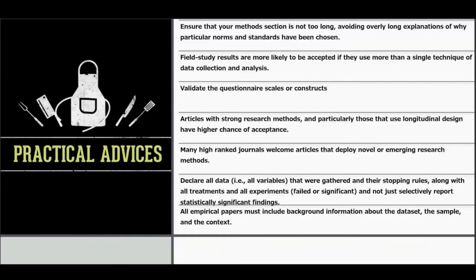Why, for example, you collected the data for 3 months, not for 6 months, and why you only collected, for example, 120 samples, why you only collected 150 surveys. These all need to be explained in your methodology section, and not just selective reports about the data that you have. Sometimes you need to talk about the failed or insignificant data that you collected.